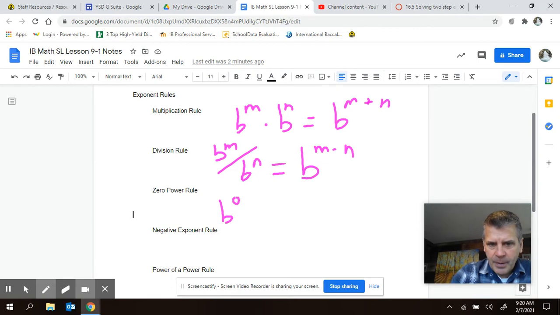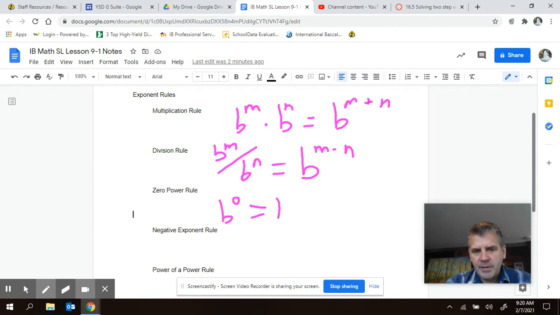And of course, the zero power rule, which is just telling us that anything to the zero power will automatically be 1. And that actually sets up why the negative exponent rule works, so to speak. Actually, it can be determined and proven using the division rule. So anyway, let's move on.